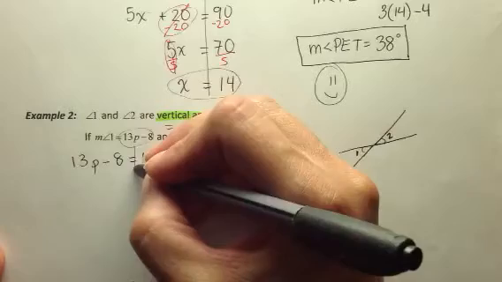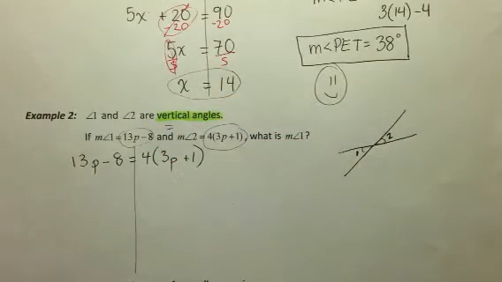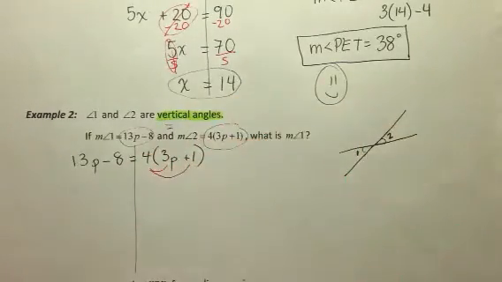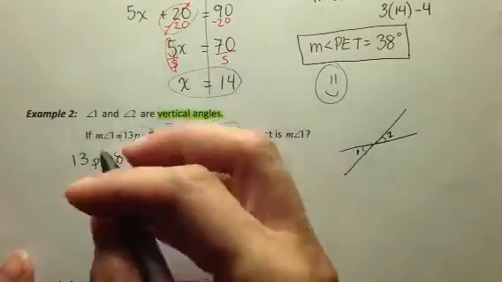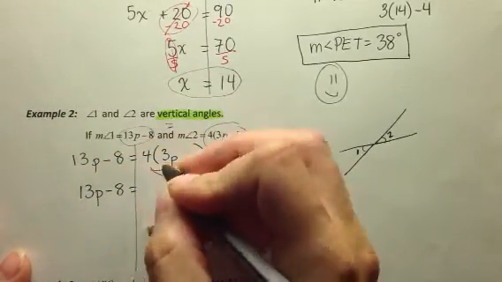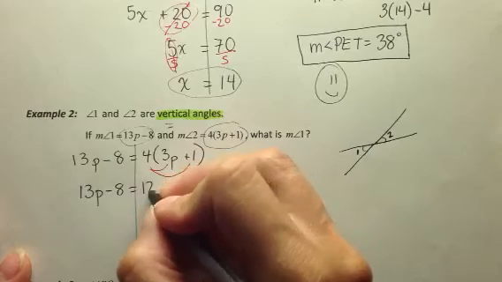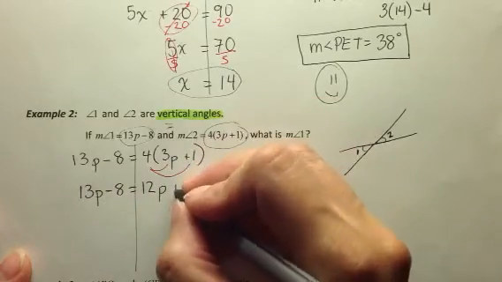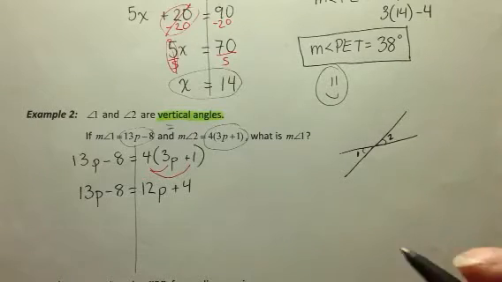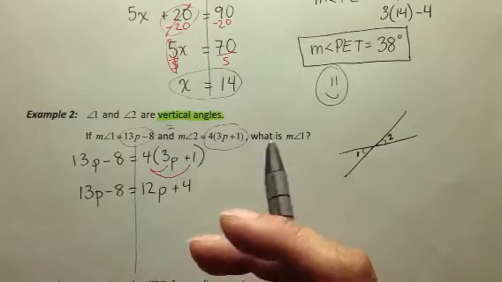Okay, I've got my left side and my right side. Remember, I like to simplify first. On the left side, there's nothing to do, but on the right side, I need to distribute my 4. So I've got 13p minus 8 on the left. 4 times 3 is 12p. 4 times 1 is 4. Okay? Alright, now what I need to do is get my like terms on the same side.